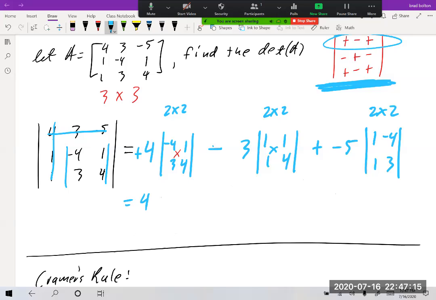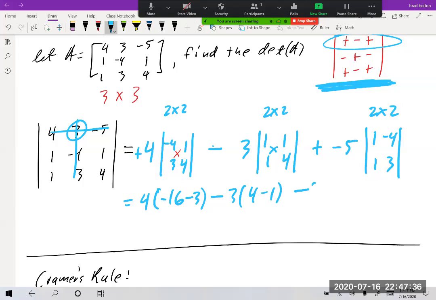So this is going to be 4 times parentheses -16 minus 3, minus, now let's do this again. It's good practice anyway, right? This one cancels that and that, and we're left with 1, 1, 1, 4. So this would be 3 times 4 minus 1, minus 5 times, now let's do this one. The 5 would be gone, and this would be 1, -4, 1, 3. Okay, we're good. It was just that one that I wrote wrong for some reason.